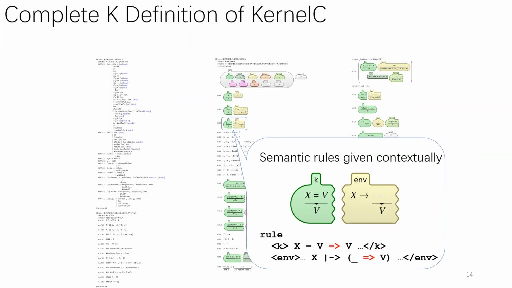And also they mention the local changes that they make to that context. For example, here we have the semantic rule for the assignment. Remember that assignment was strict in two, so we can assume that the second argument is a value, say V. The context of this rule involves two cells, the K cell and the env cell.